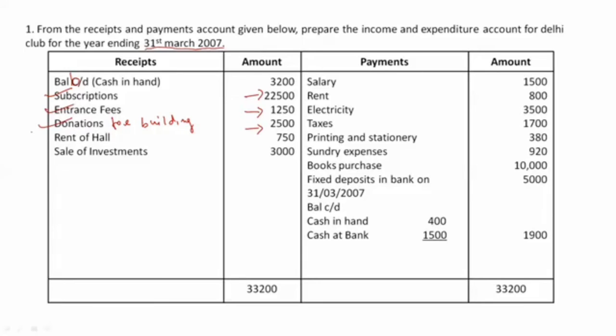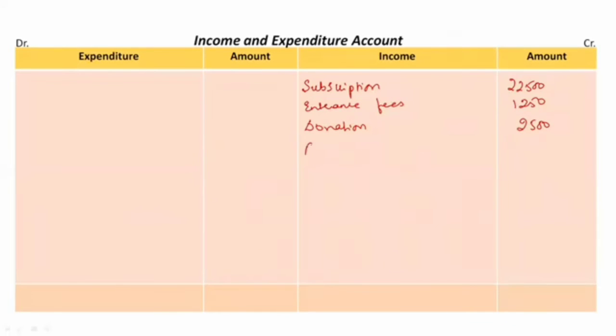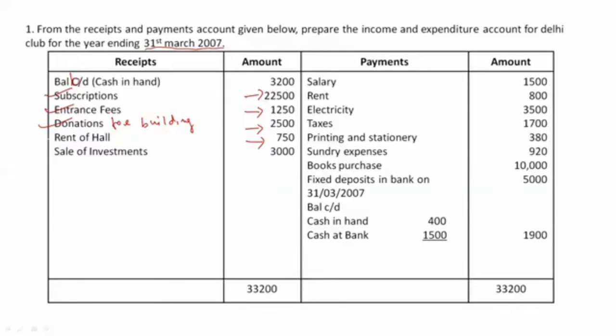Then we have rent of hall. An NPO or a sports club or an NGO may have certain halls. It could be banquet halls, function halls, or conference halls. Sometimes they give them on rental basis for others to use. Again, it is very common for an NPO. So this is revenue income for an NPO. Take it on the income side: rent of hall, rupees 750. Back to the question. This is done, tick.